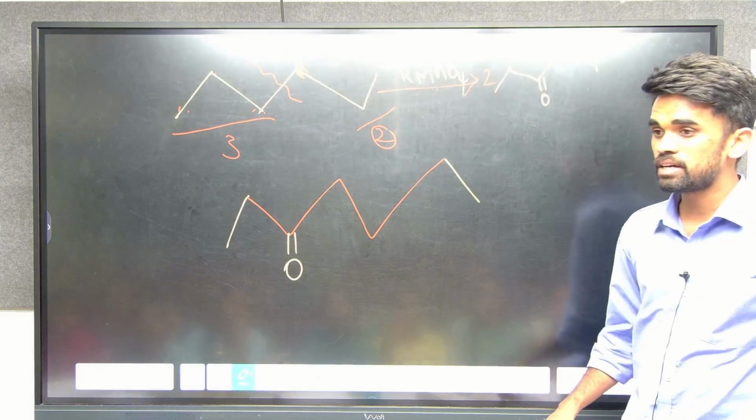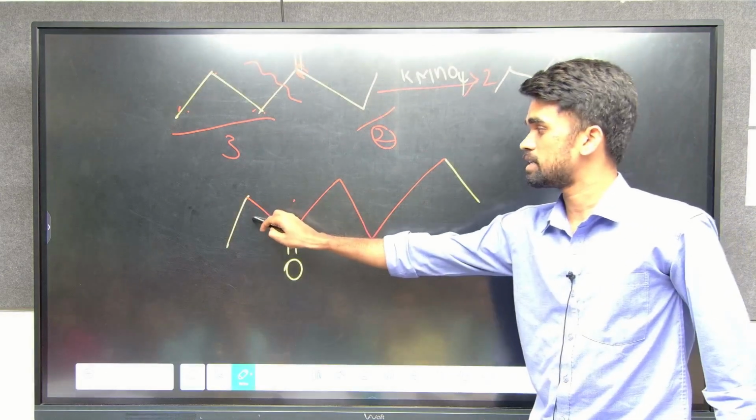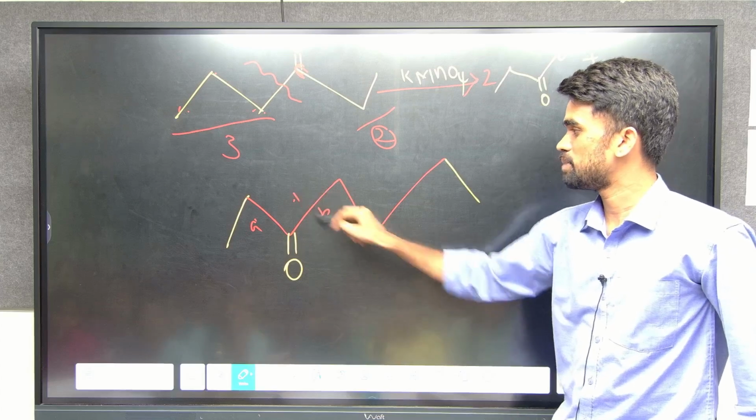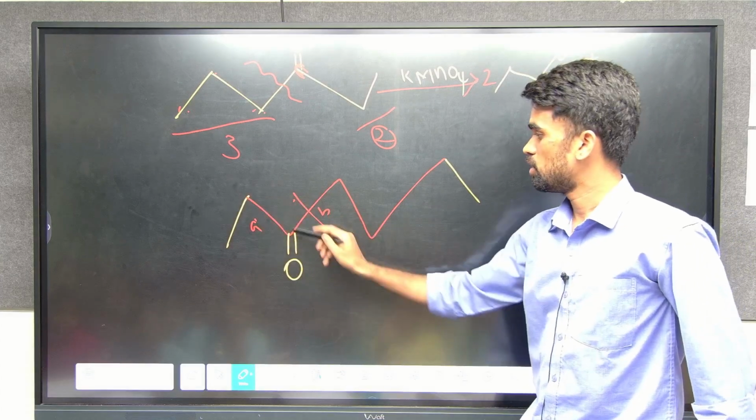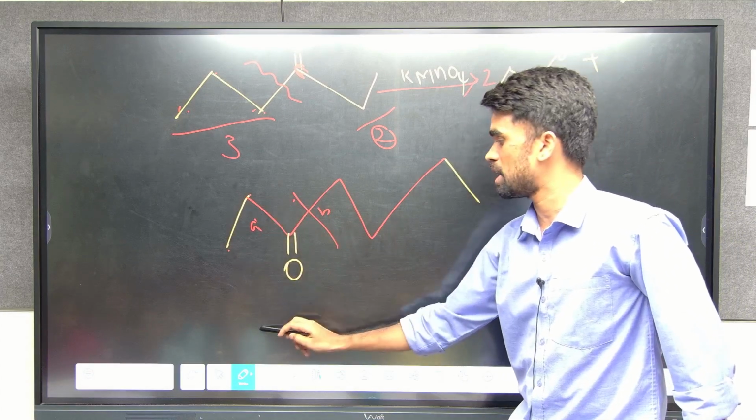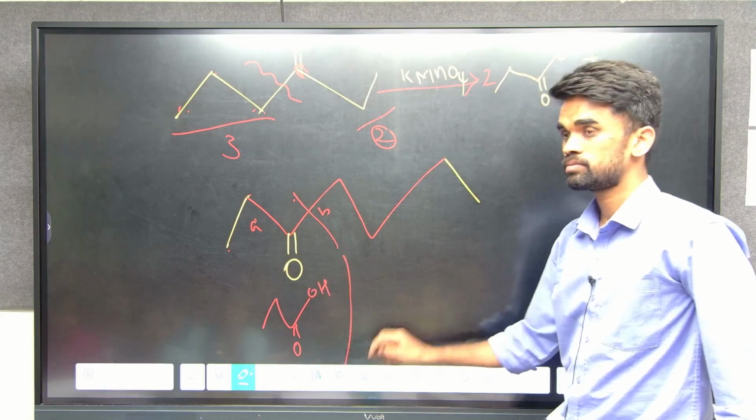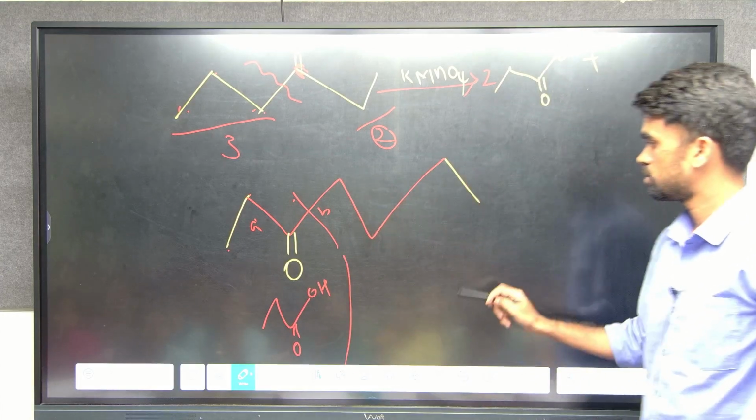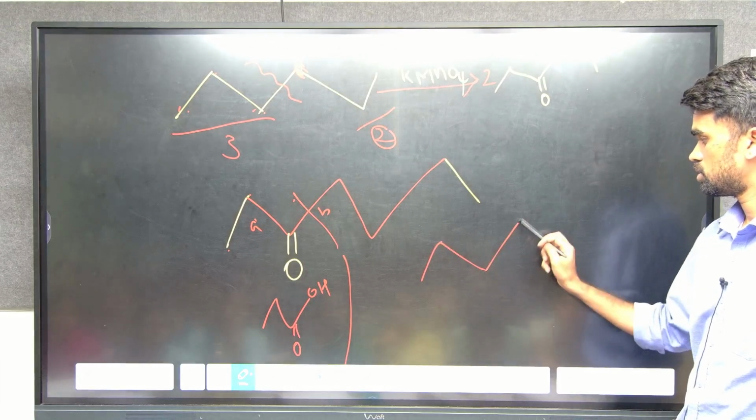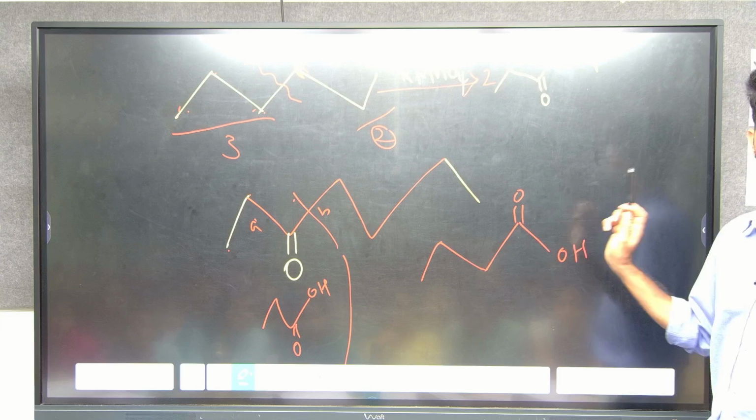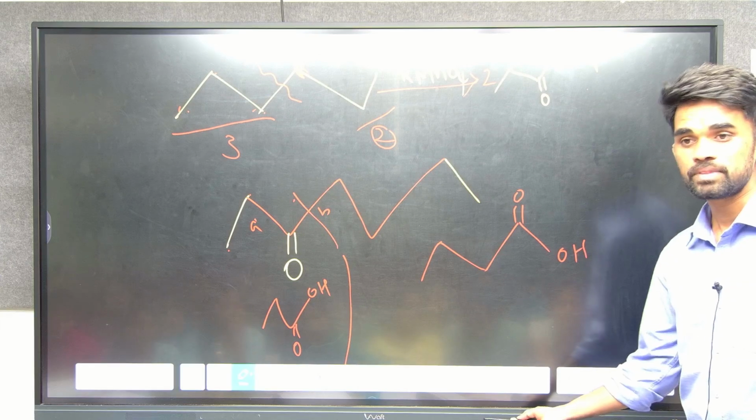Which side should I break? This side or this side? A side, B side? Yes, B side, because this is smaller. Now it becomes 1, 2, 3, propanoic acid again. This one? 1, 2, 3, 4. Butanoic acid. Okay, done? Okay.